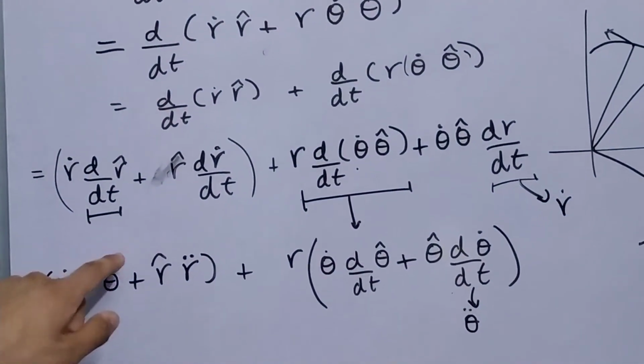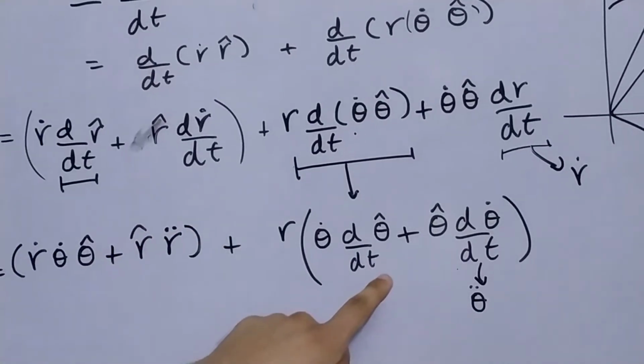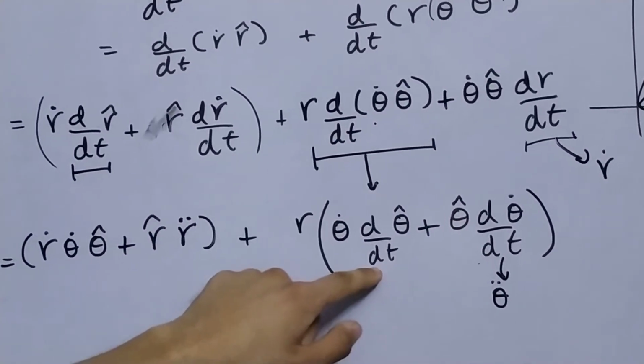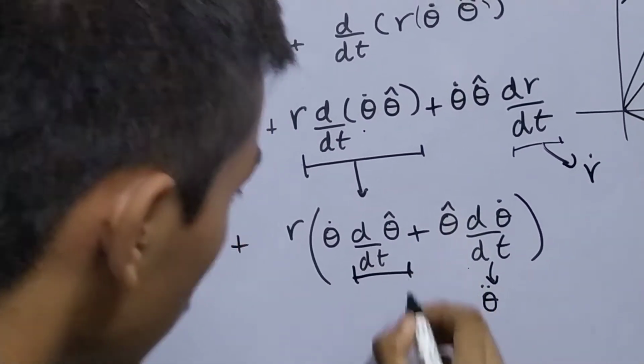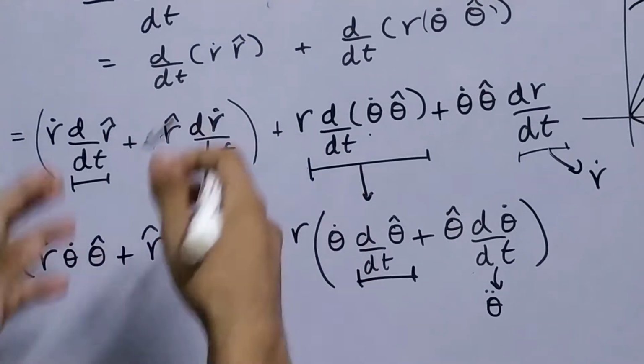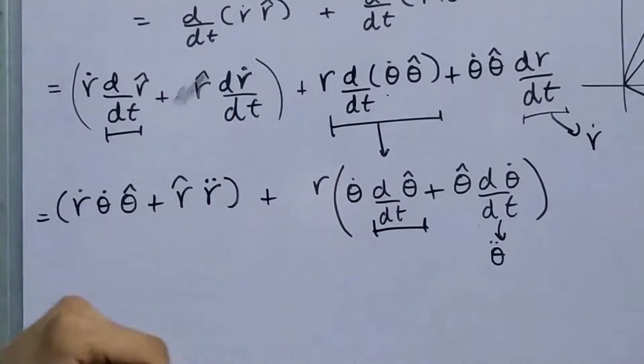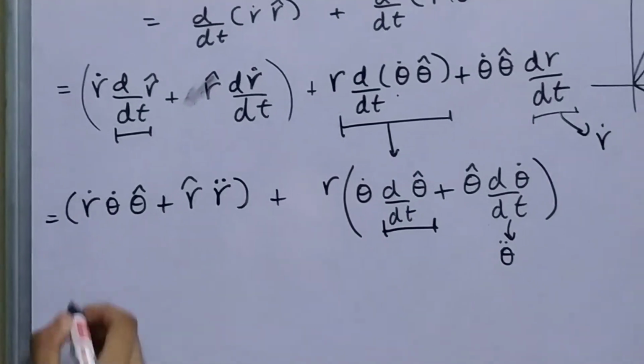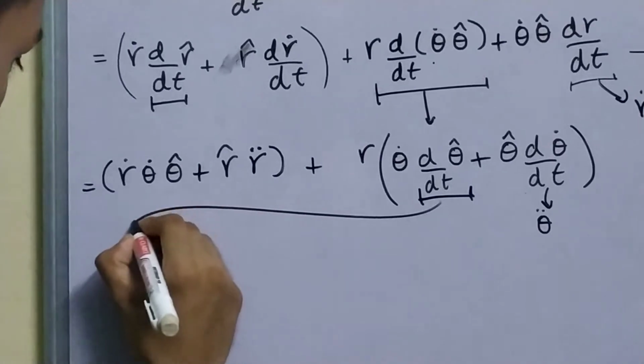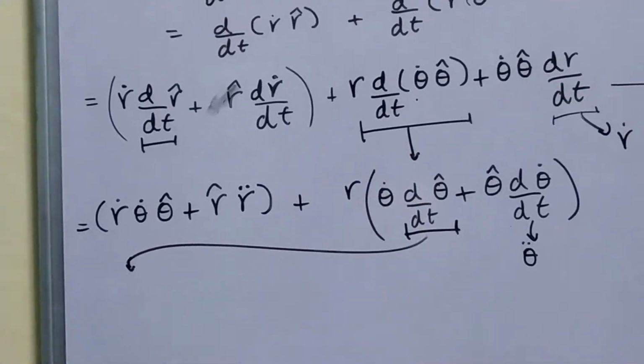So this is the most we could simplify. What remains is evaluating this quantity, okay, and then we'll just plug it in this expression. So we need to evaluate d by dt of theta cap. Let me do this. So that is what I'm doing, not the entire stuff.